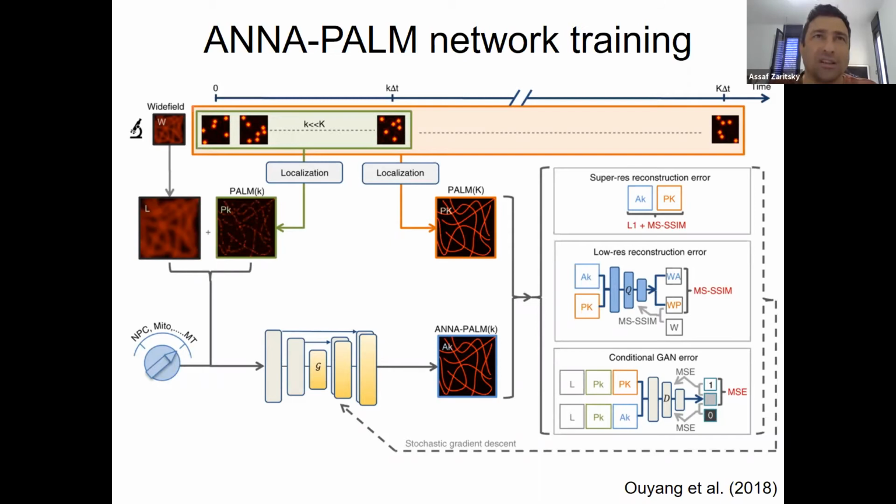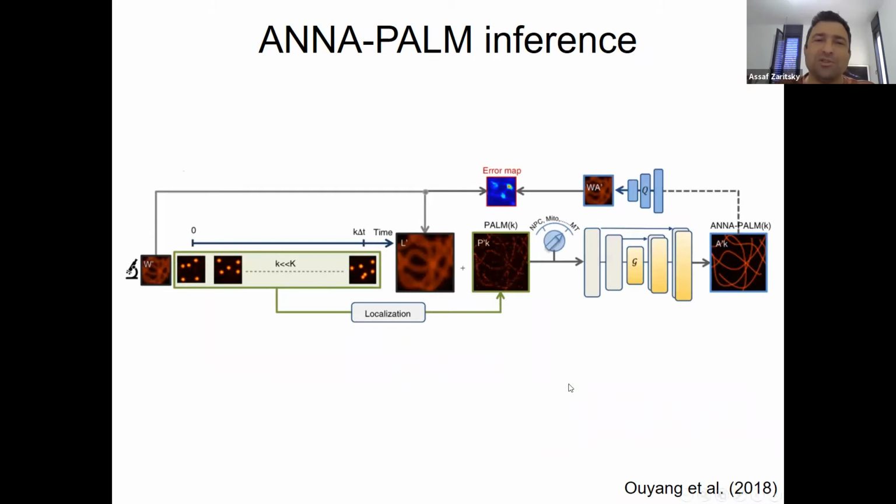Once we have a network, all that we need to do is take a wide field image, take a small number k of images, create a PALM image with a small k, put it into the network, and get an output. And now what they also showed is that you can take this output, reconstruct the low quality image, and then also see the error maps between the generated low quality image and the true low quality image. It's a visual measurement of where you are not sure about the ability to reconstruct back the information.